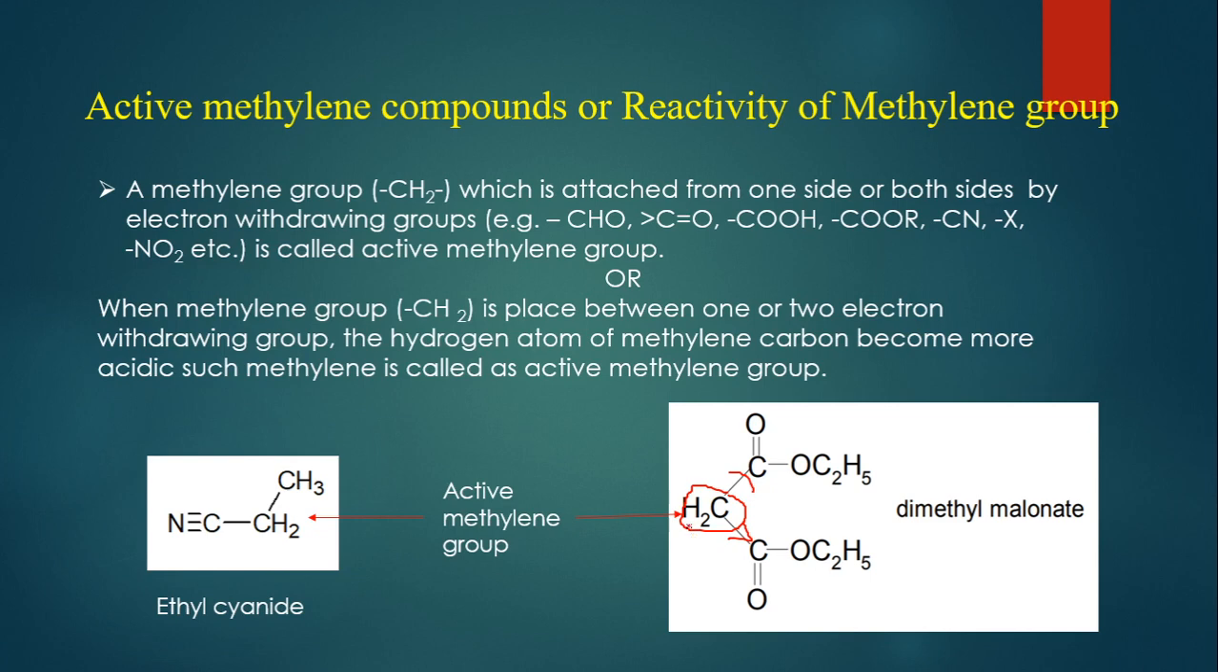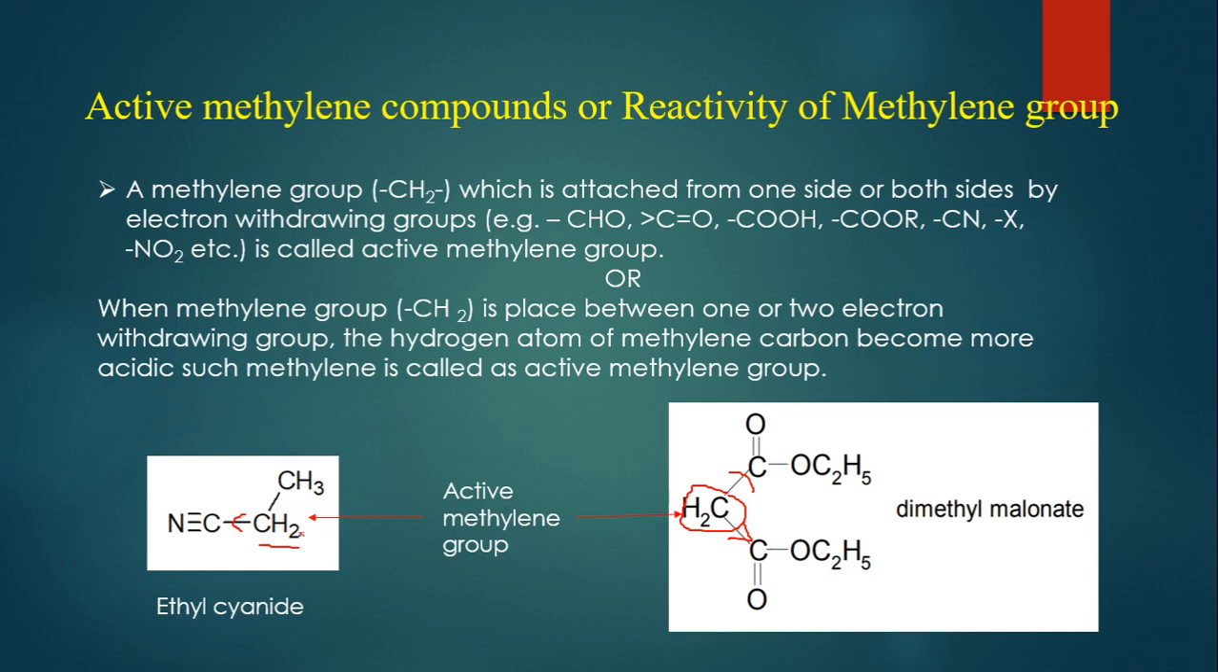Why does it act as an active methylene group? Because this carbon gets electron deficient, and that carbon withdraws the electron density from the hydrogen atom, and this hydrogen atom gets electron deficient and acts as acidic in nature. Like that, in the case of ethyl cyanide, the cyano group withdraws the electron density from this methylene group, and that carbon gets electron deficient. To remove this electron deficiency it withdraws the electron density from the hydrogen atom, and this hydrogen atom gets electron deficient and acts as acidic in nature.